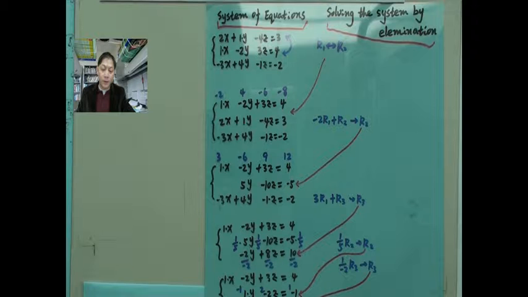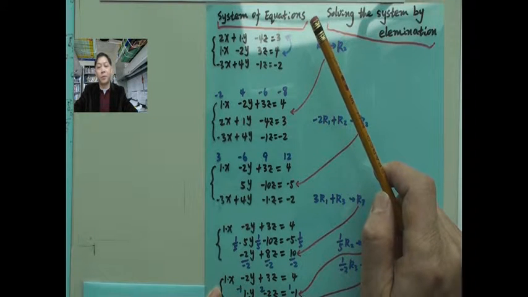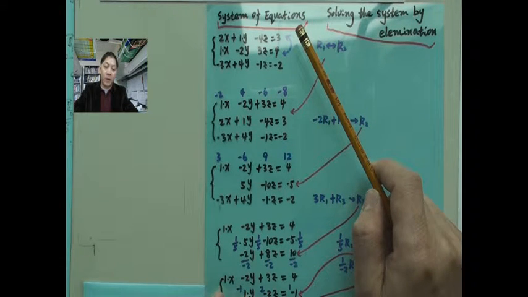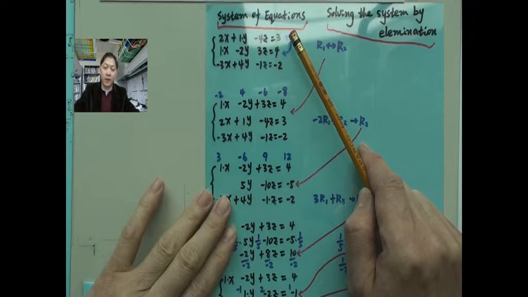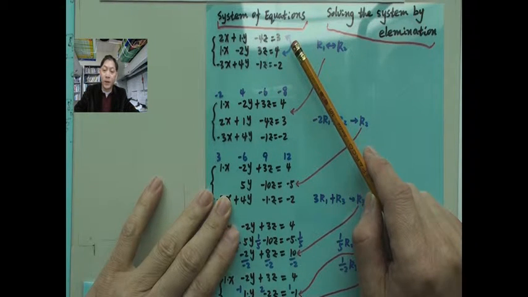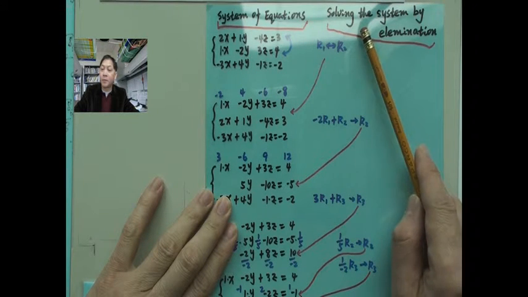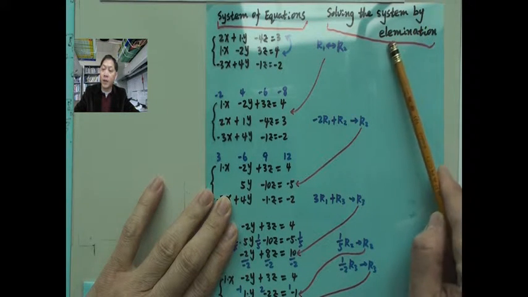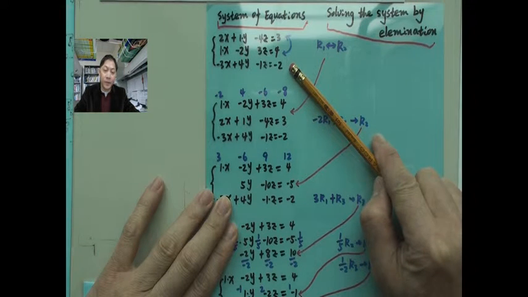In this lecture, we will talk about solving systems of linear equations. And this system has more than two variables right here. It has three variables, x, y, z. The way we are going to solve this is by using the elimination method. Now let's see the details right here.